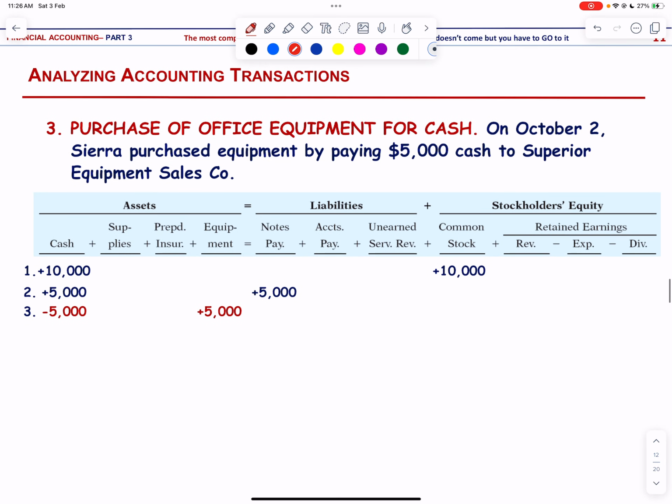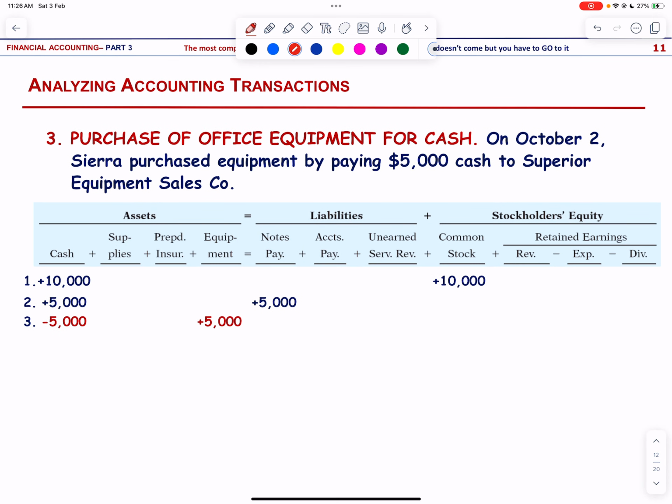Then we move on to the next transaction, purchase of office equipment for cash. Now equipment is an asset, and that is going to increase. At the same time we are paying cash, which is also an asset, but this time it is decreasing.